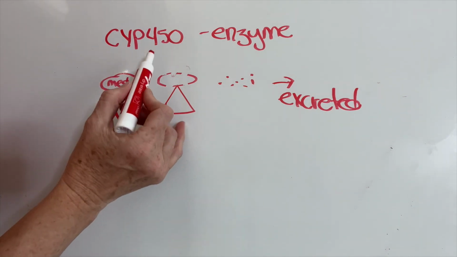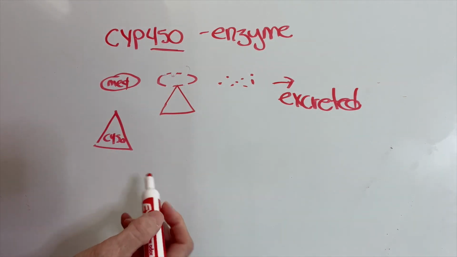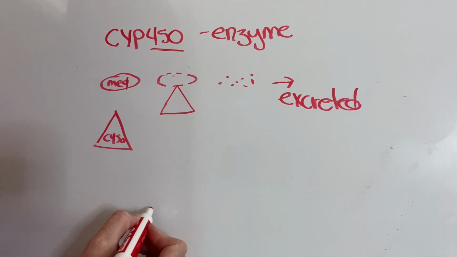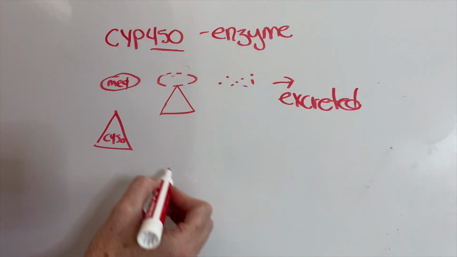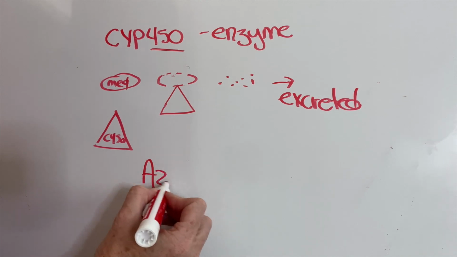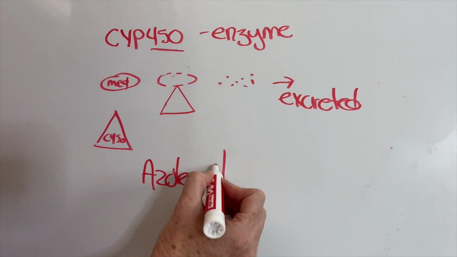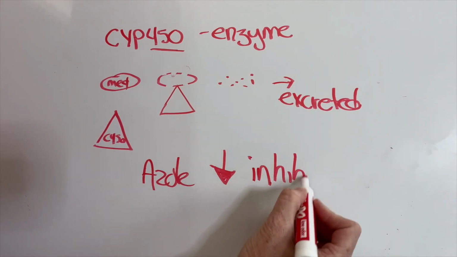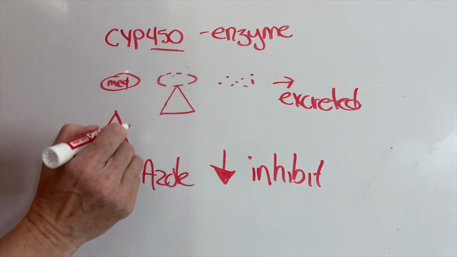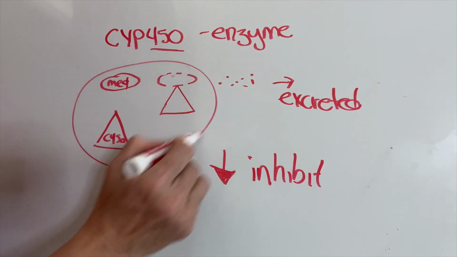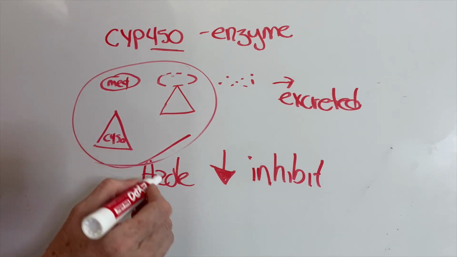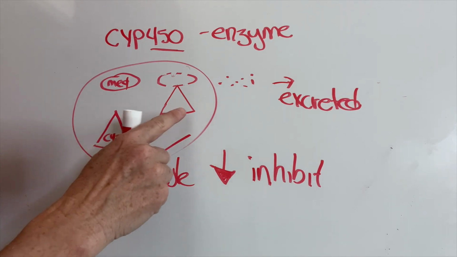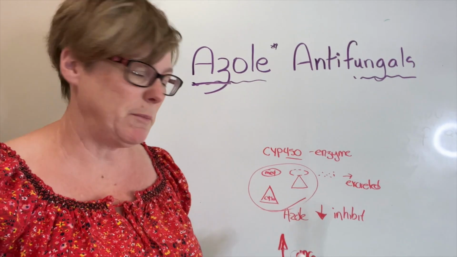The CYP450 can be activated to work faster or slower. The azole antifungals decrease, so they inhibit this process right here. And so it takes longer for the drug to be metabolized. So what does this mean for our medications?